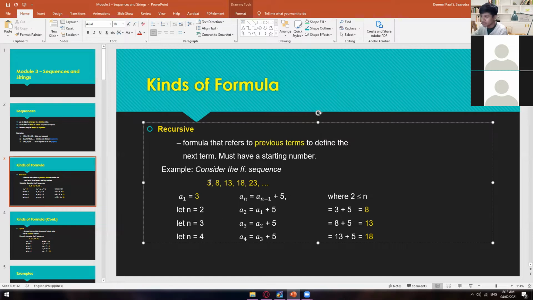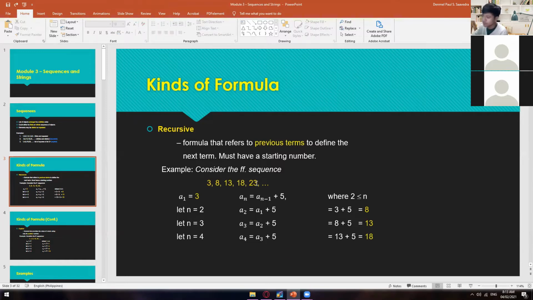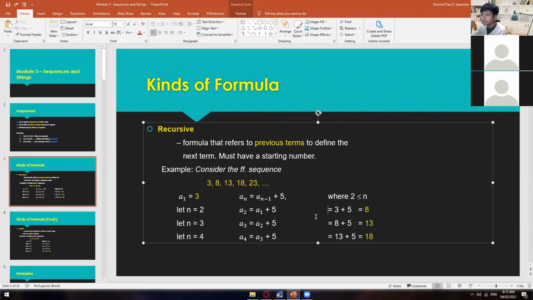So as you can see, this is our a sub 1, a sub 2, and then a sub 3, and then a sub 4. I just didn't include the a sub 5, which is 23, right? So that's the concept of recursive. You have to know the last term for you to be able to get the next term.